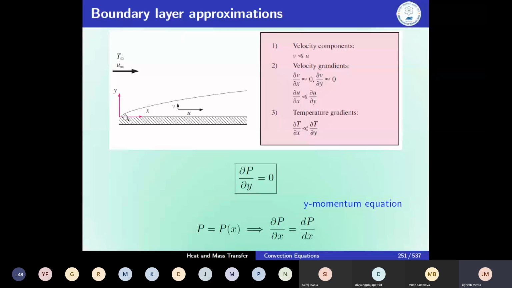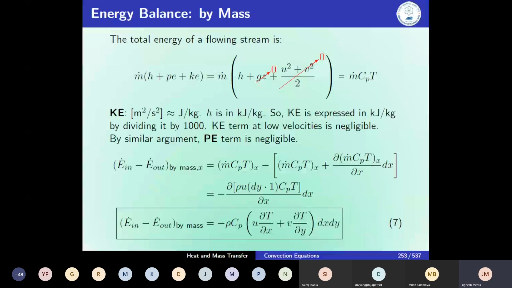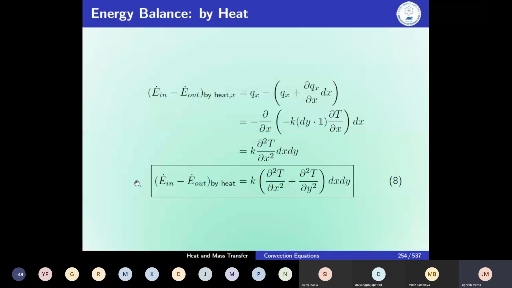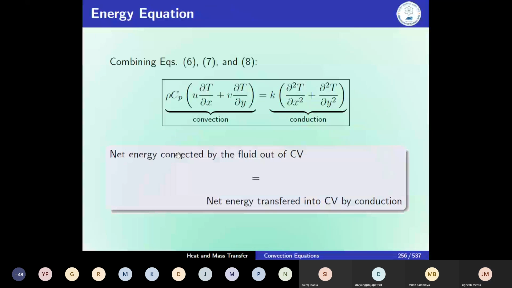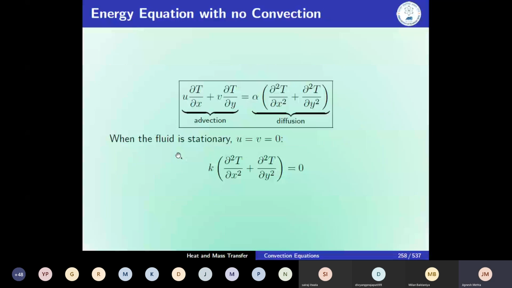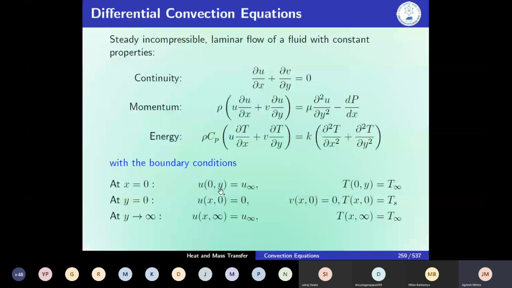So here x is equal to 0 at this point. Now whatever may be the y, what is the velocity? The u velocity, or velocity in the x direction, is equal to u infinity. So that is one of the boundary conditions: u at x equal to 0 is equal to u infinity.